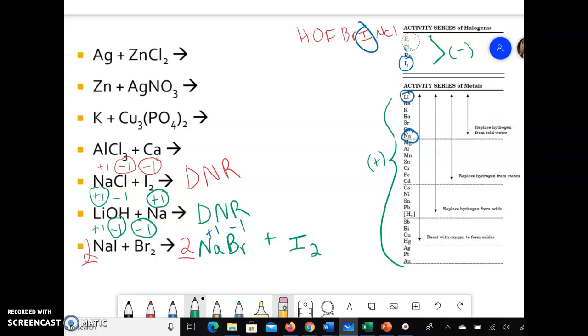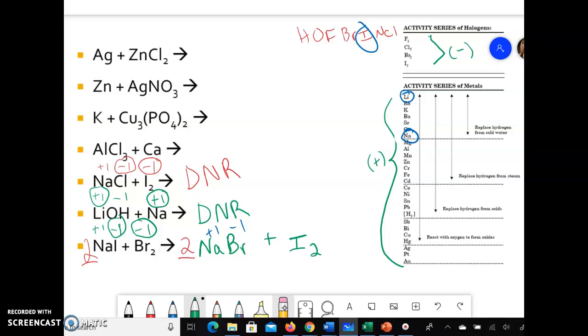For the next one, same thing, we were comparing lithium to sodium on this one, so here are those 2. Notice that lithium is higher on the list than sodium. So lithium gets to have the partner, but it already has the partner. It's already with hydroxide, and so we don't need to do anything. It just doesn't react.